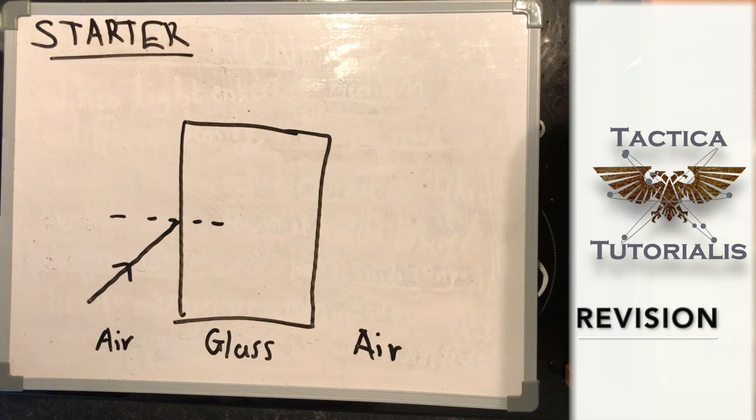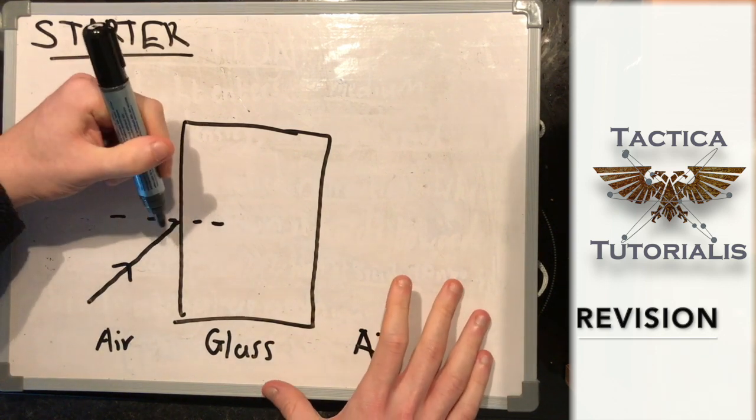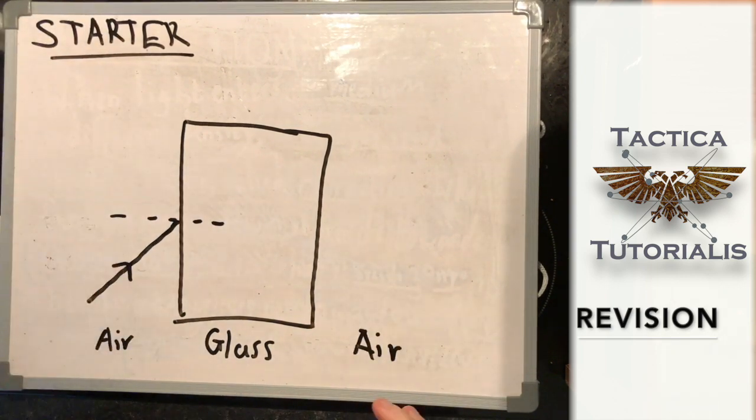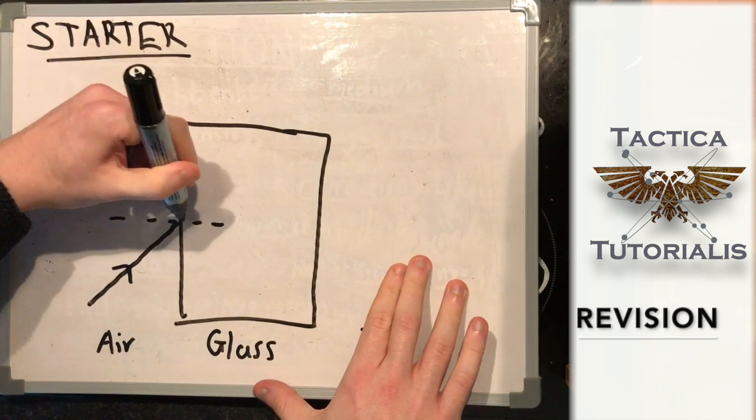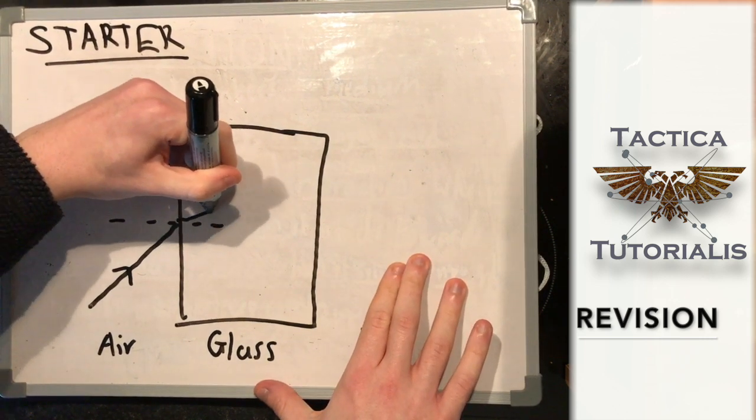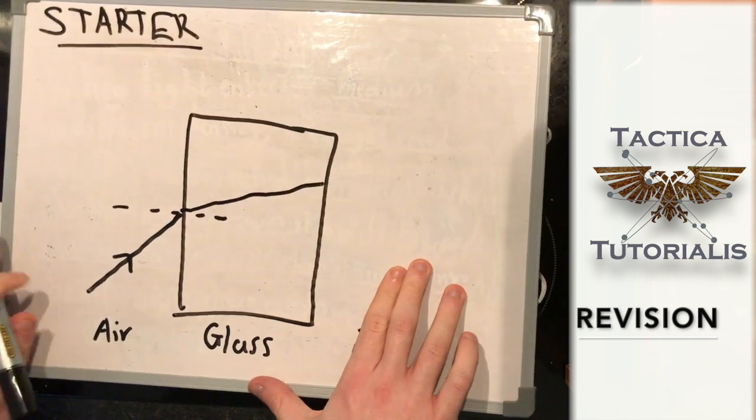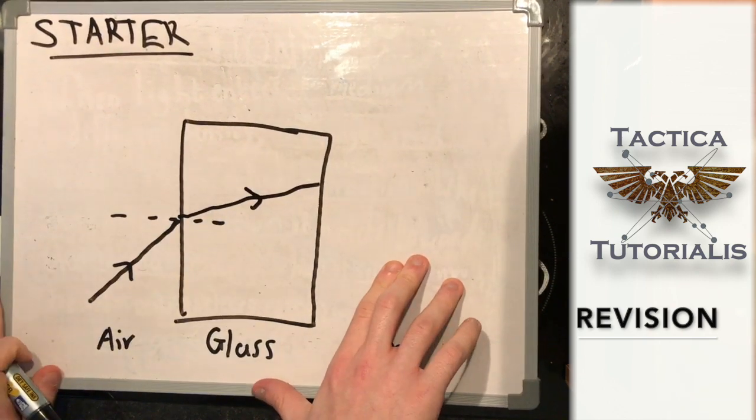Now, when you enter something denser, think about walking through the air and then trying to walk through treacle. It's not particularly pleasant. You slow down, and the light does the same thing, meaning it bends towards the normal. It would travel in a straight line. I'm doing this on a whiteboard, so it's slightly approximate.